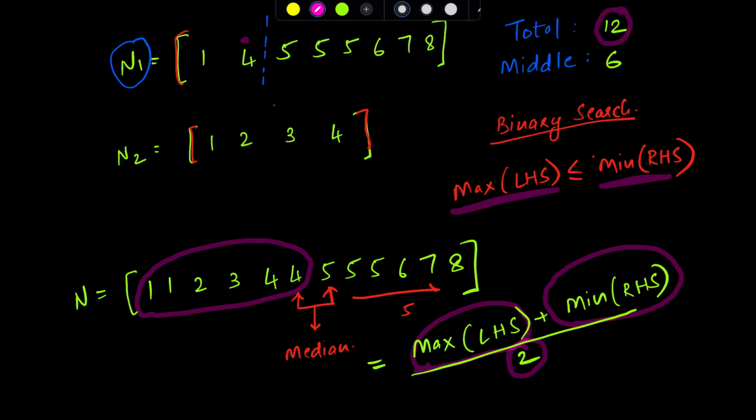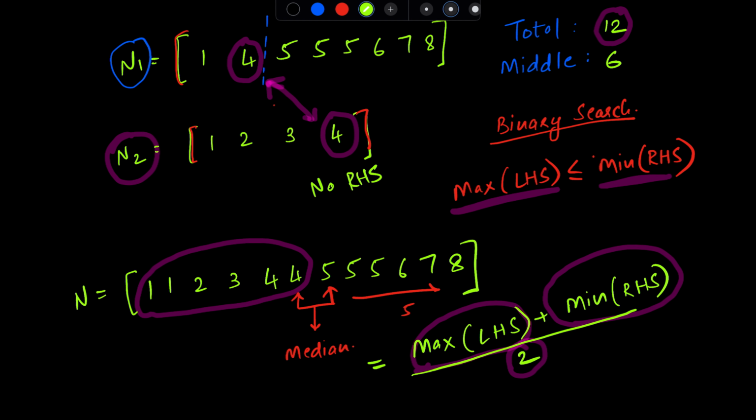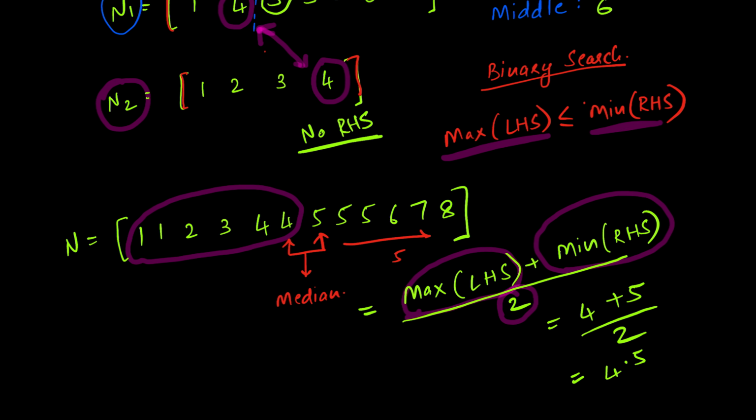The max of LHS is between 4 from N1 and 4 from N2, that's based on the partition that we have drawn. Between these two numbers, the max is 4. And for RHS, as there is no RHS on N2, the value will be between 5 and infinity. So 5 is the minimum. So on the right hand side, we'll get 5. So the average is between 4 and 5, giving us the total 4.5.